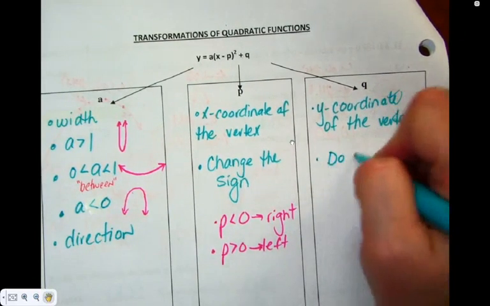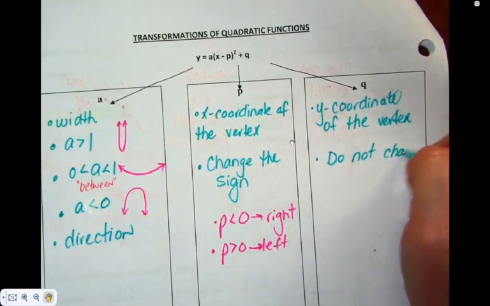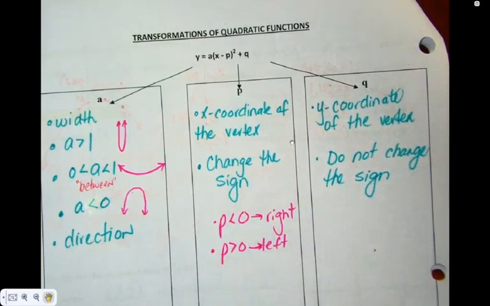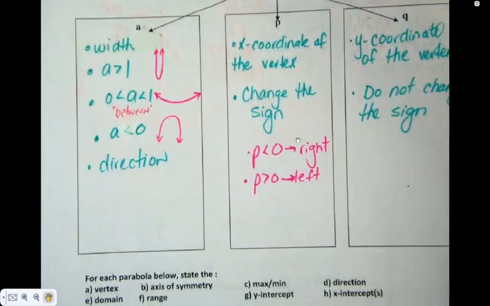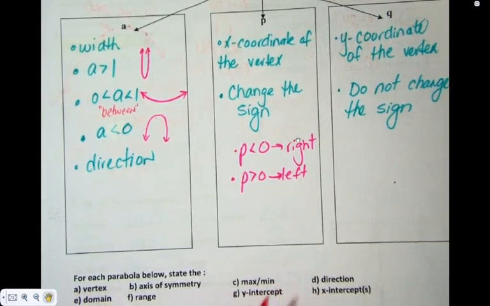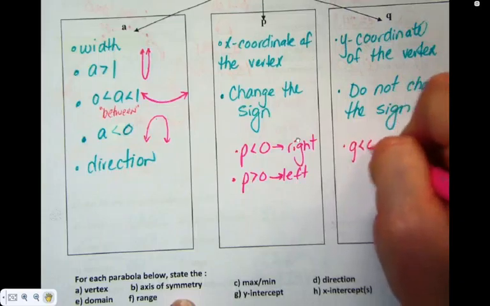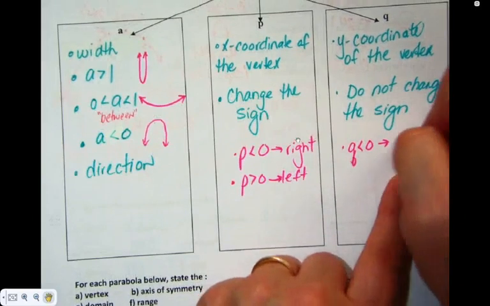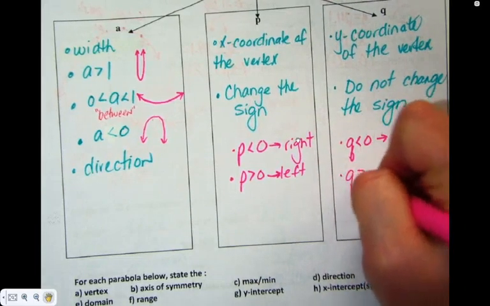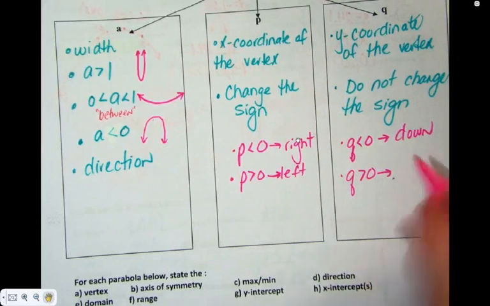Do not change the sign. It'll mean more when we get down to an example with numbers, so I will come back to that thought. If Q is less than 0, the parabola is moving down, which makes sense because the negative values are down on the coordinate plane. If Q is greater than 0, it is moving up.